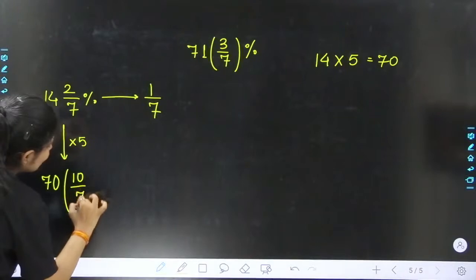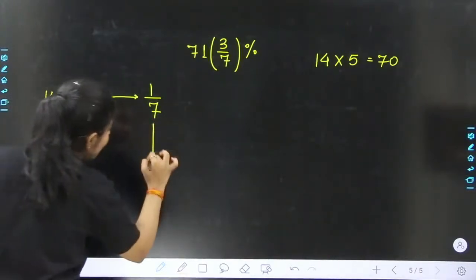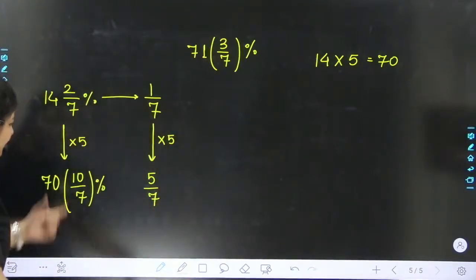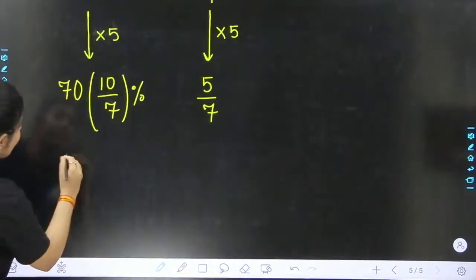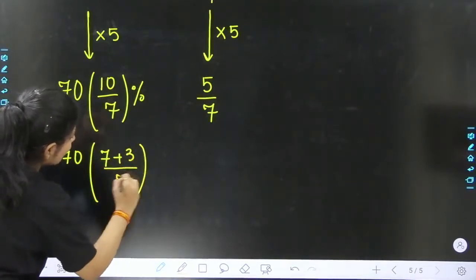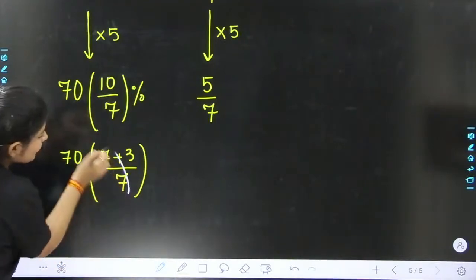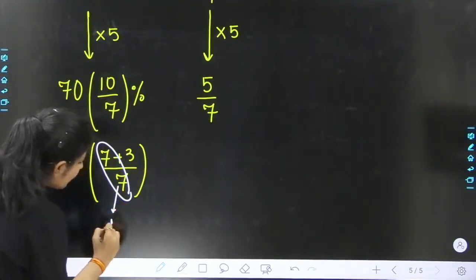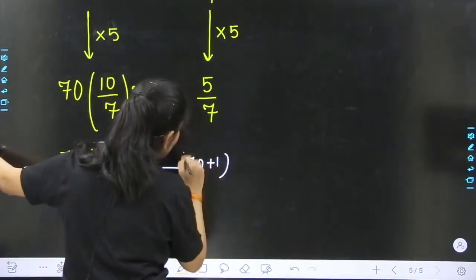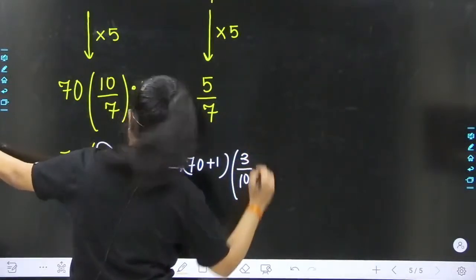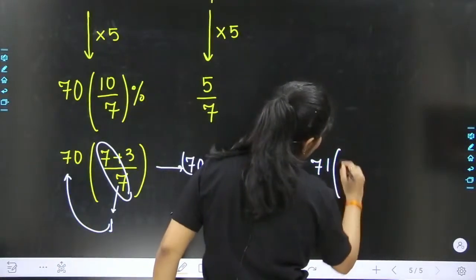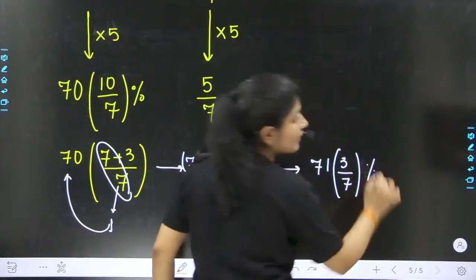So we simply multiply this term by 5 to get 70, and now this value will become 5 by 7 as we multiplied by 5, right? So if I break this value as 77 plus 3 divided by 7, we know this value will give me 1, which is shifted over here, and this will become 70 plus 1, 3 by 7, which is equal to 71 3 by 7. Sunny, now it's clear?